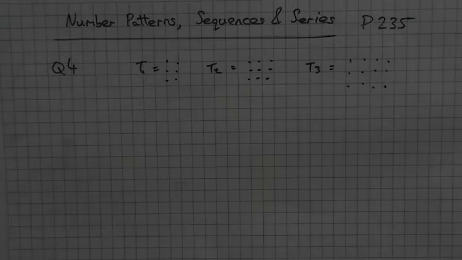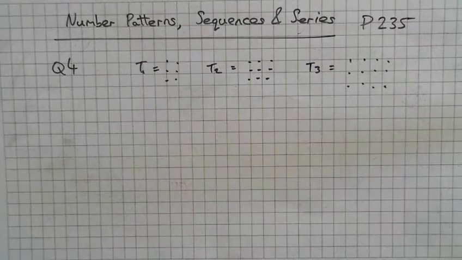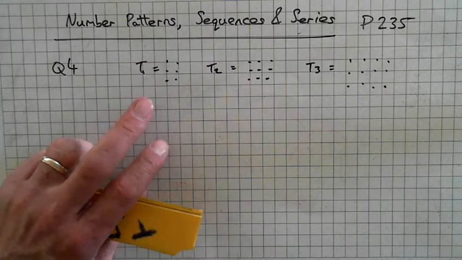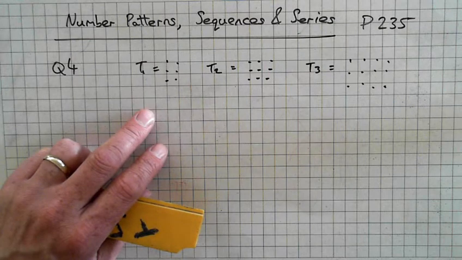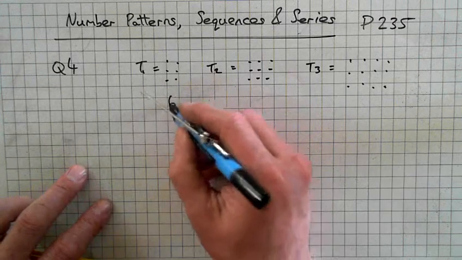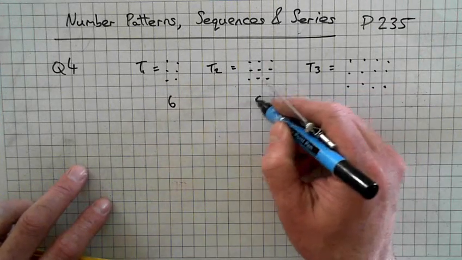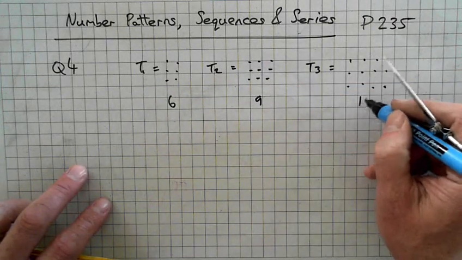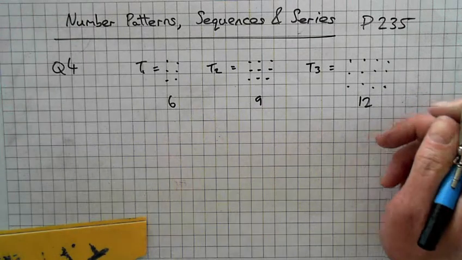Right, first of all, what's the first term in the sequence? T1. T1 is equal to 6. Alright, 6, then 9 and 12. So what's the difference? D.